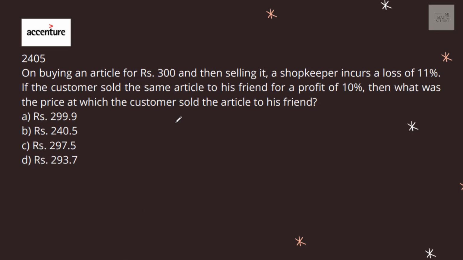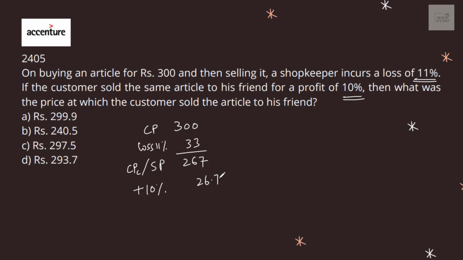On buying an article for rupees 300 and then selling it, a shopkeeper incurs a loss of 11%. So cost price is 300, loss is 11%, that is 11% of 300 is 33. Selling price would be 300 minus 33, that is 267. Now the customer sold the same article to his friend for a profit of 10%. So this becomes the cost price to the customer now. He is selling this at 10% profit on it, 26.70.